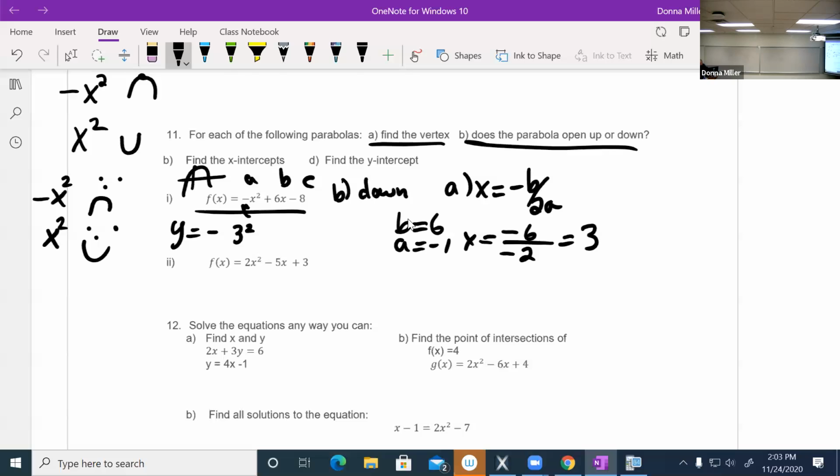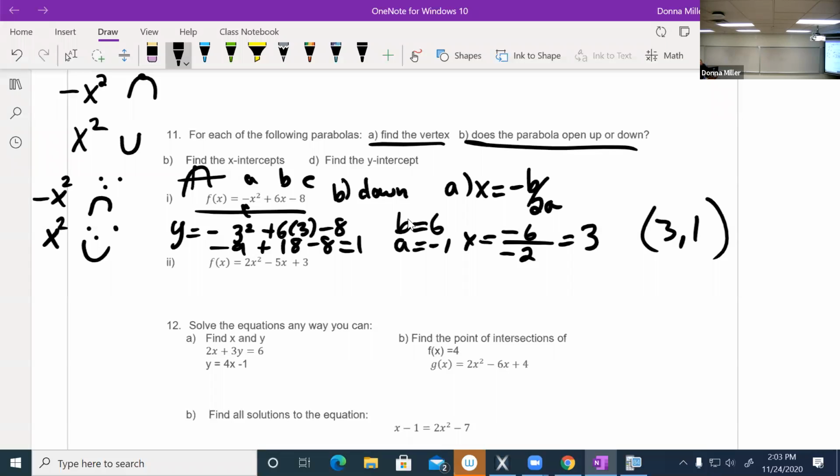-3 squared, and I'll put parentheses around that because it's positive. All right, so this would be -9 plus 18 minus 8. So, you know, if you work that math out, 18 minus 9 is 9, minus 8 is 1. So the vertex is going to happen at 3, 1. Okay.